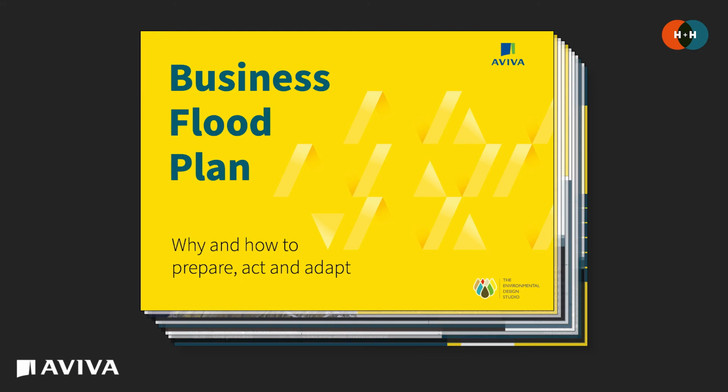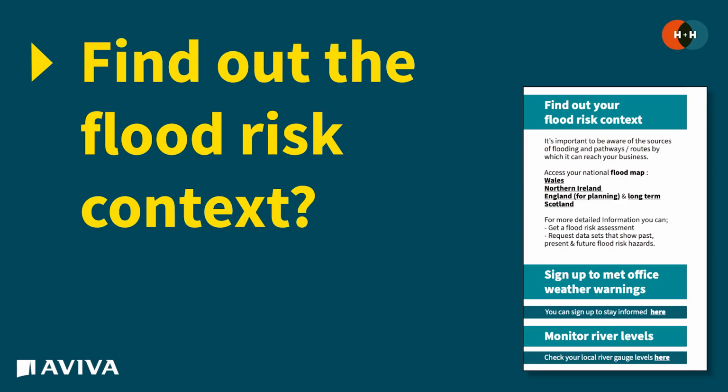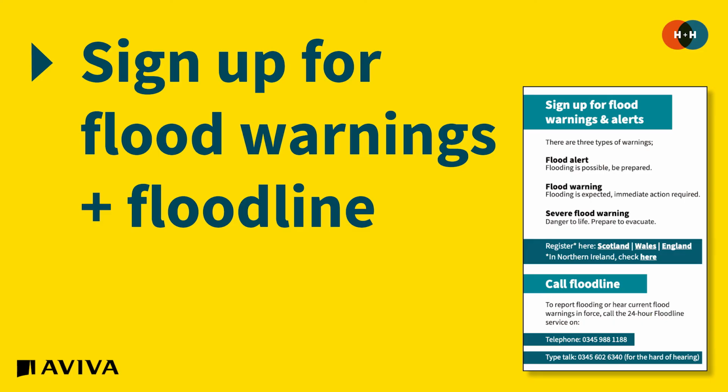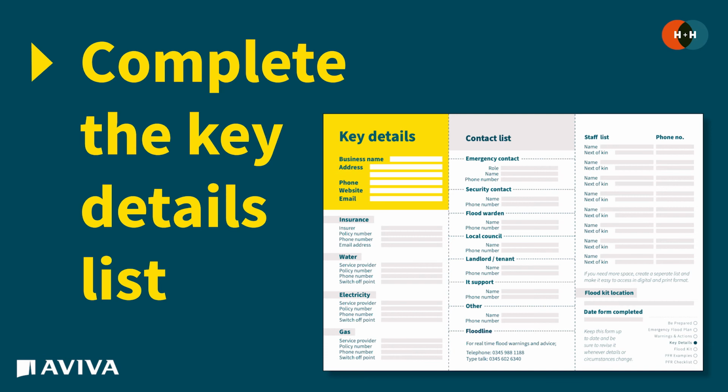So looking back at what we've covered and the crucial steps that we need to undertake in putting together and enacting our flood plan, we'd first of all need to find out our flood risk context, and that will really help inform both how and where to adapt. We should also sign up for flood warnings and Floodline so that we can stay alert and informed should any conditions change. We also need to complete that key details list so that we have the relevant information collated and to hand in both digital and print formats.